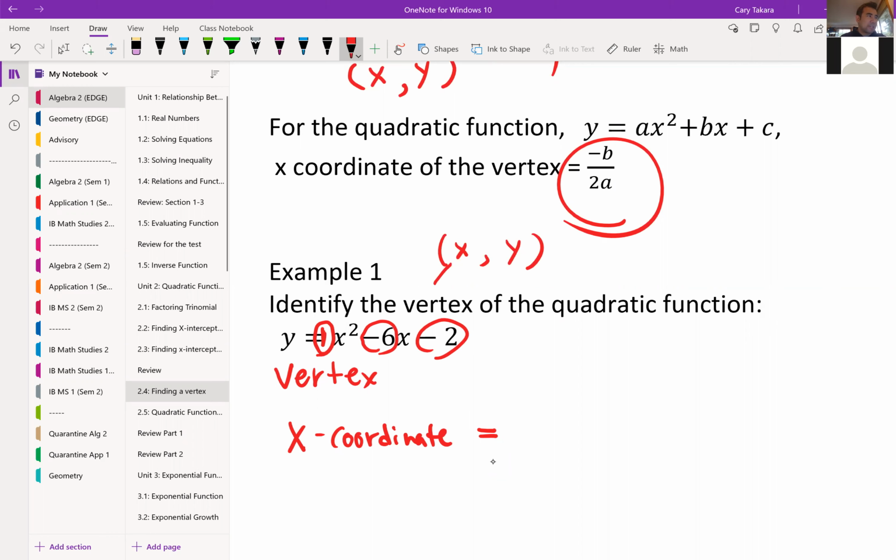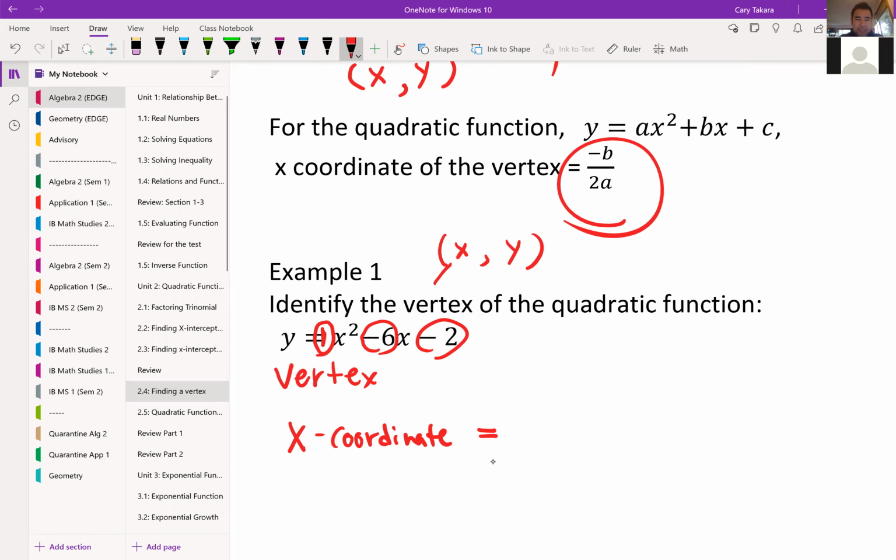No, we do not set x to 0. That will be the y-intercept, isn't it? Very good question, though. Okay, and we'll get to that for y. But let's figure out the x-coordinate first. Very good question.